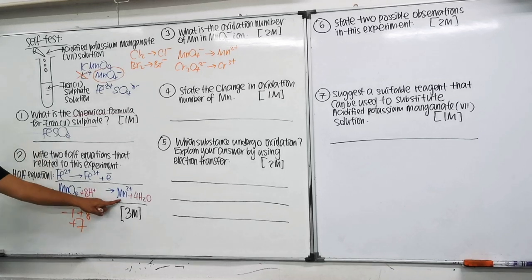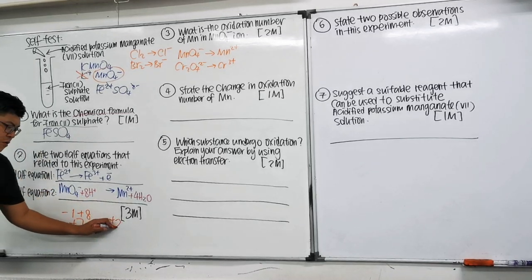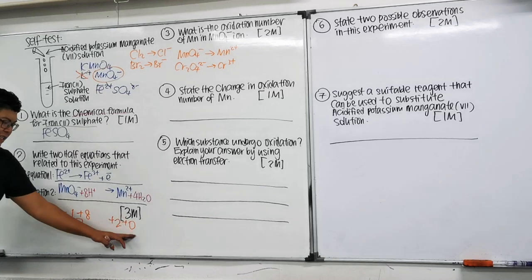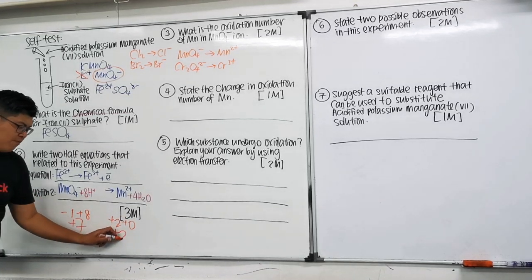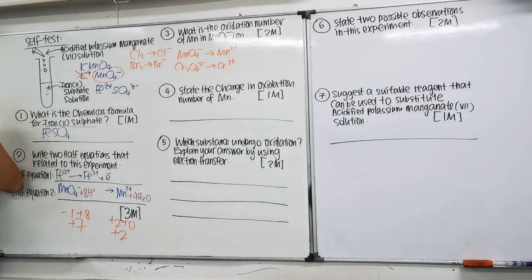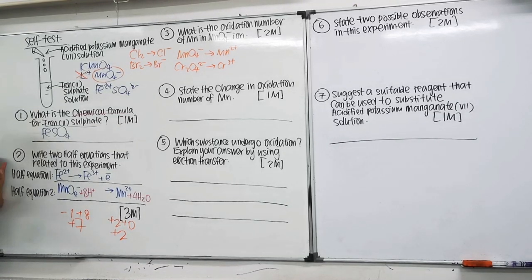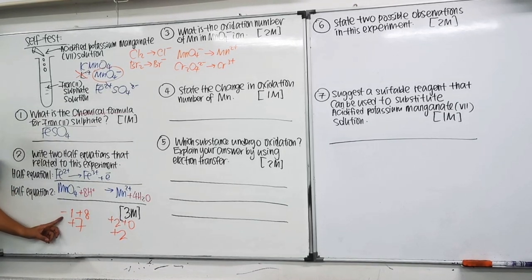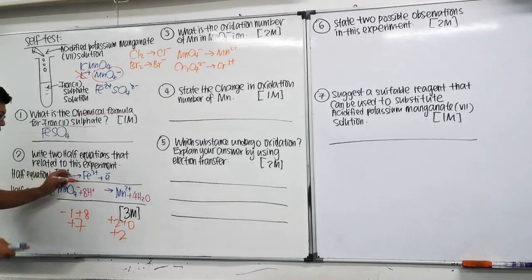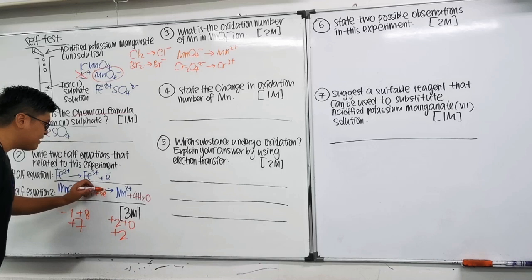Right hand side, Mn2+, the charge is positive 2. Water doesn't have any charge, 0. Plus 2 and 0, total plus 2. Now the total charge on the left is plus 7, on the right is plus 2. 7 and 2 differ by 5. 5 electrons are what we need. The 5 electrons should go on the more positive side. Positive 7 is more positive than positive 2, so you put the 5 electrons on the left. So that is how you get this equation.